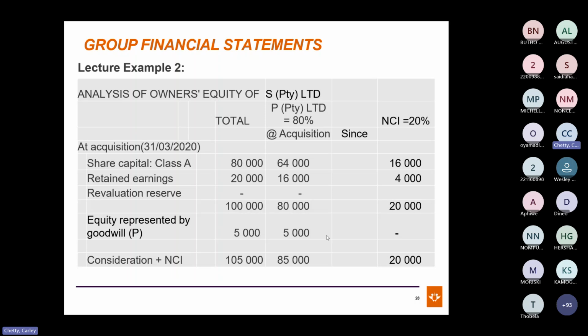So now we need to work out, is there goodwill or gain on bargain purchase? Remember we said that P paid 85,000 Rand. They got equity worth 80,000 Rand. Is this goodwill or is it gain from bargain purchase? You guys can type in the box. Is it goodwill or is it gain from bargain purchase?